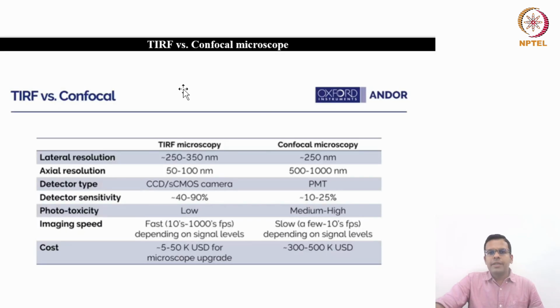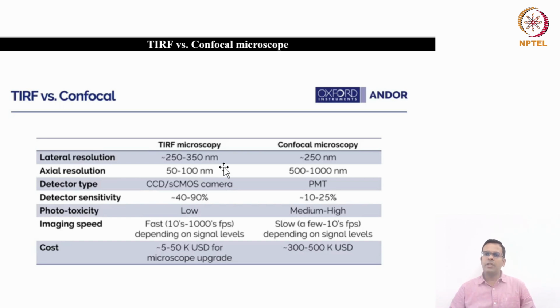On this slide, you can see the comparison between TIRF microscopy and confocal microscopy. We are going to discuss confocal microscopy more in one of the next classes, but you can just see how they are different. In terms of lateral resolution, TIRF provides more or less the same lateral resolution as confocal, so there is no gain of resolution here. But in terms of axial resolution, TIRF provides better axial resolution. Axial resolution means resolution in Z. As I mentioned, TIRF microscopy cannot be used for taking a Z stack.